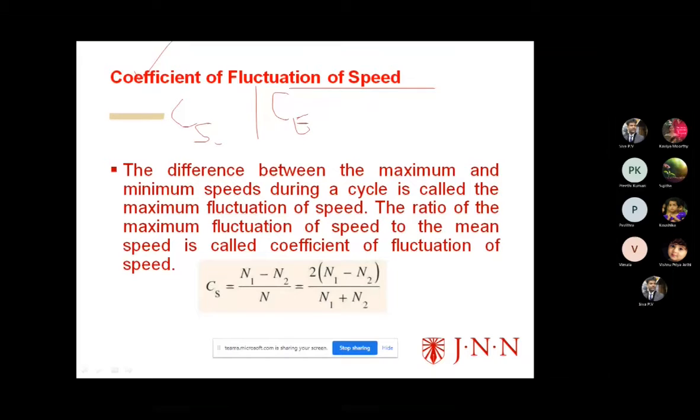Right? So the difference between the maximum and the minimum speeds during a cycle is called the maximum fluctuation of speed. The ratio of the maximum fluctuation of speed to the mean speed is called the coefficient of fluctuation of speed. Its formula is Cs equal to (N1 minus N2) divided by N, where N1 equals maximum speed and N2 equals minimum speed. But we know the formula N equal to (N1 plus N2) divided by 2. So it is equal to 2 times (N1 minus N2) divided by (N1 plus N2).